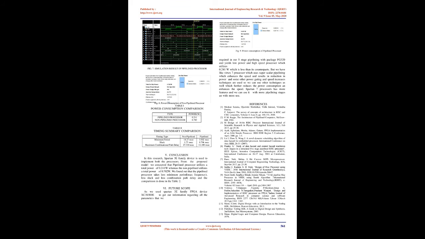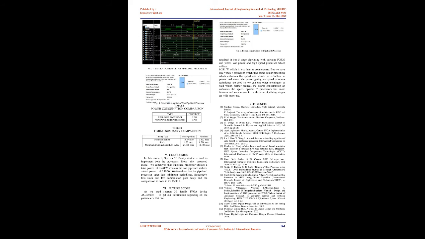Table I shows the power consumption comparison between both the processors. We have analyzed that power consumption is reduced by approximately 3 times in the pipelined processor as compared to the 32-bit non-pipelined processor. The information regarding the timing summary of the 32-bit pipelined processor is given in Table 2. Maximum combinational path delay is 27.310 ns in the non-pipelined processor and 11.180 ns in the pipelined processor. This is a very important aspect as it is a factor that has a huge impact on speed.